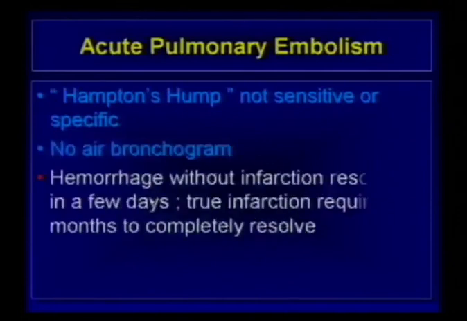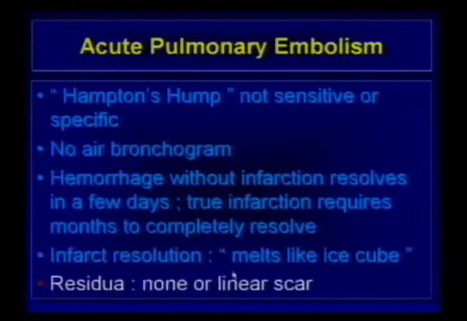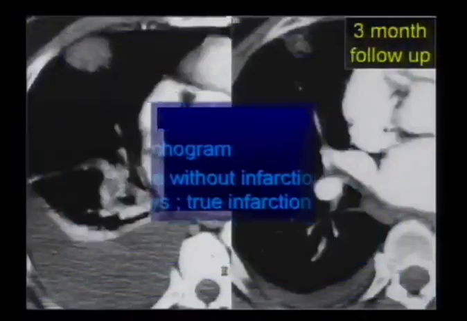Tends to not have an air bronchogram, and there are other opacities you'll get on a chest radiograph in the setting of PE. Sometimes you'll see pulmonary hemorrhage, and that can look a little bit like an infarct, but it tends to go away in a few days. A true infarct is going to take months to go away. And it's said to melt like an ice cube. Instead of breaking up irregularly like a pneumonia does, it shrinks from the outside in. And it tends to either leave nothing in its wake or a little scar.